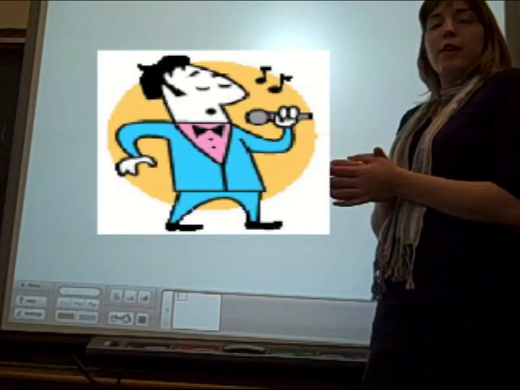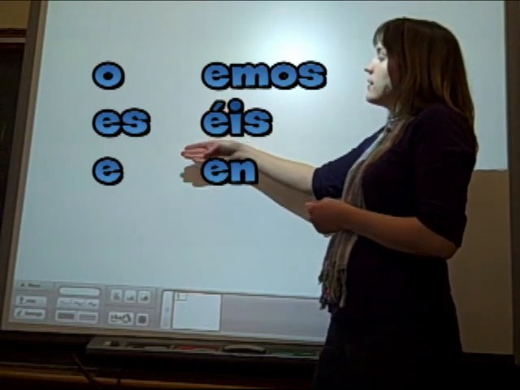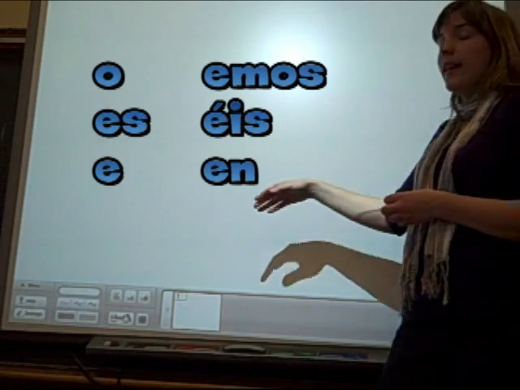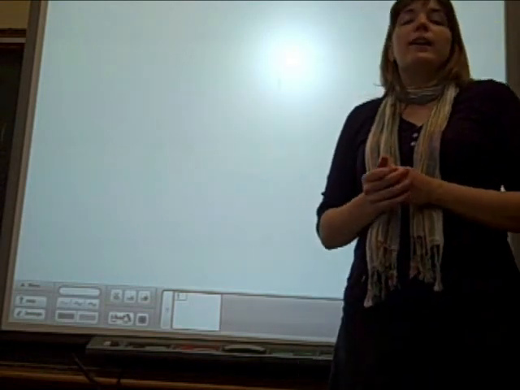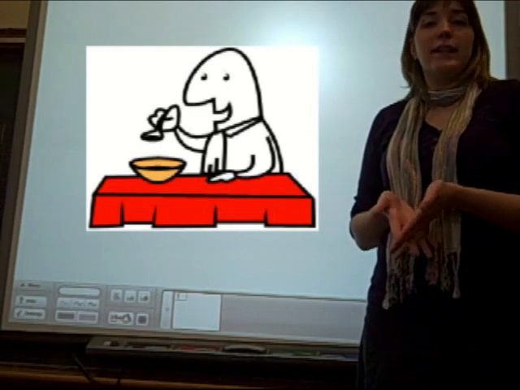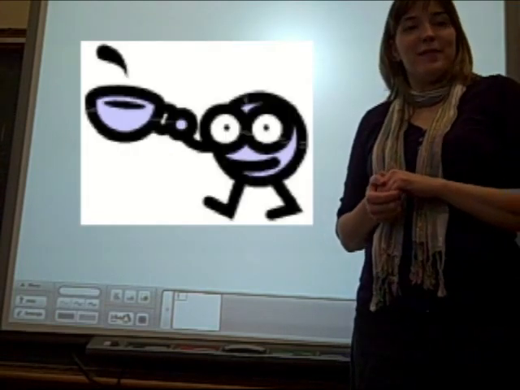The ER verb endings in Spanish are o, es, e, emos, éis, and en, as I'm sure you remember. Regular ER verbs are verbs like comer, the Spanish verb to eat, or beber, the Spanish verb to drink.